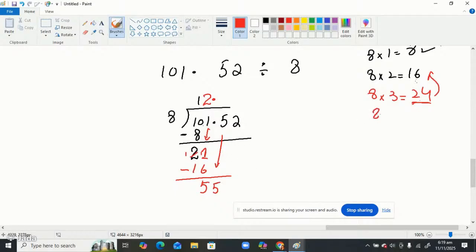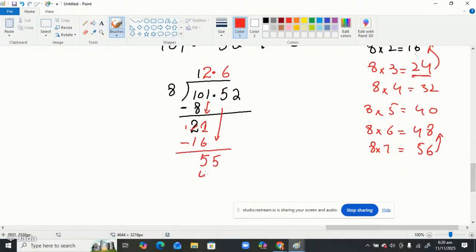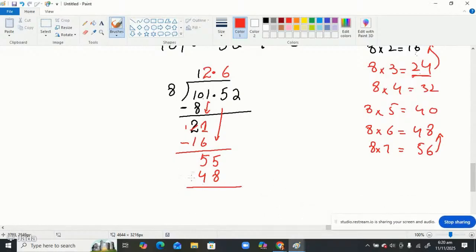This becomes 55. Let's write the table of 8. 8 times 5 is 40. This is again smaller. This is 48. This is again smaller. And this is 56. Now here is 55, but that is 56. So this is bigger. So what we do, we go with the smaller number. So 8 times 6 is 48.